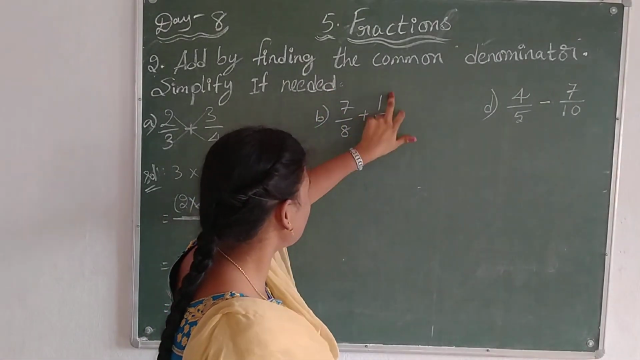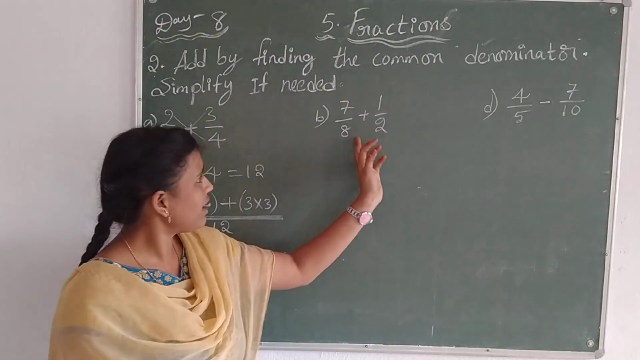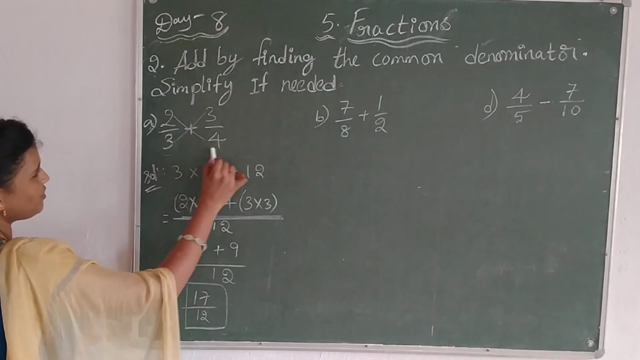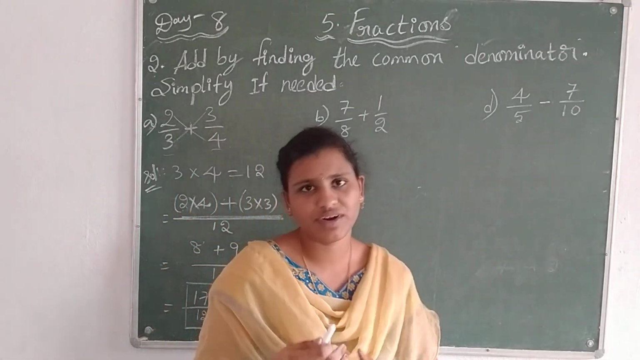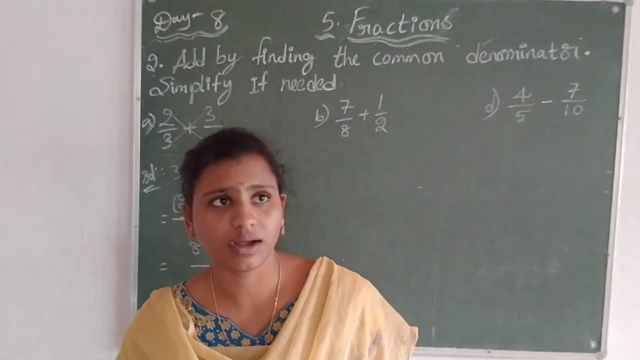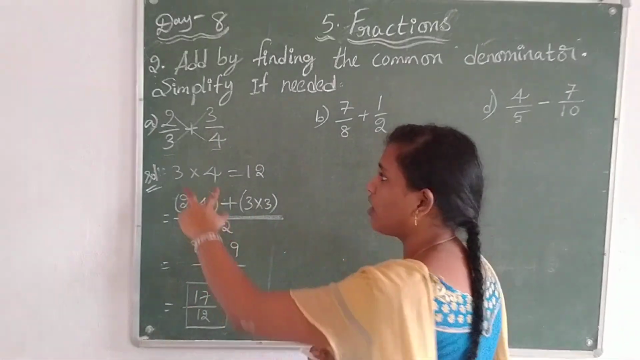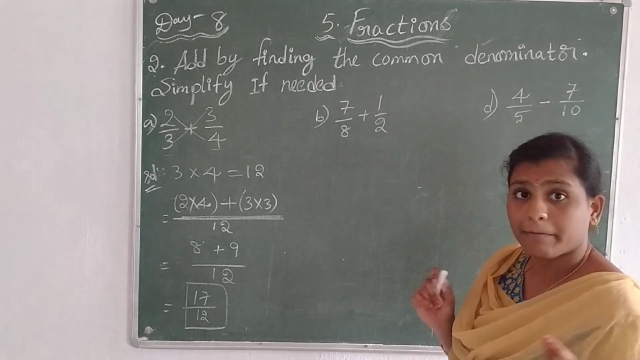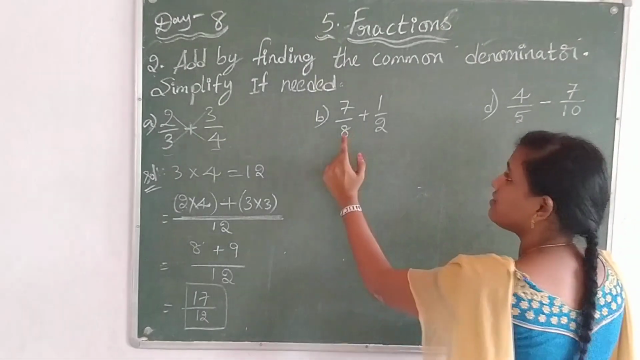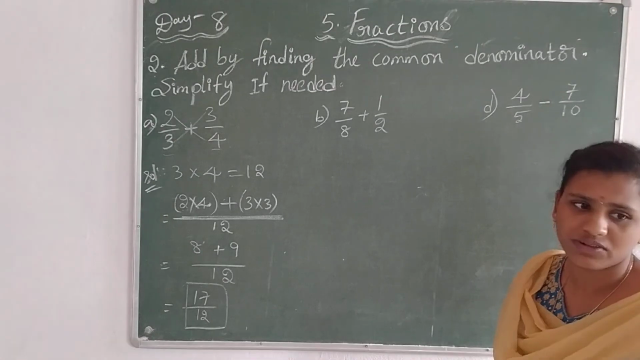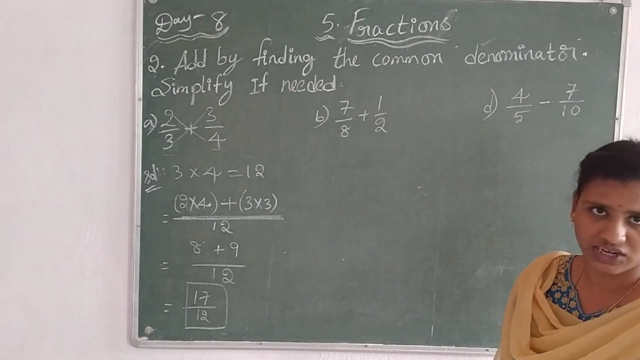Okay, let's take this sum: 7 by 8 plus 1 by 2. Here these two denominators are different numbers. We can't divide with another number, right? But here you see, 8 and 2: the 2 is cancelled in the two table. So we can easily divide it.